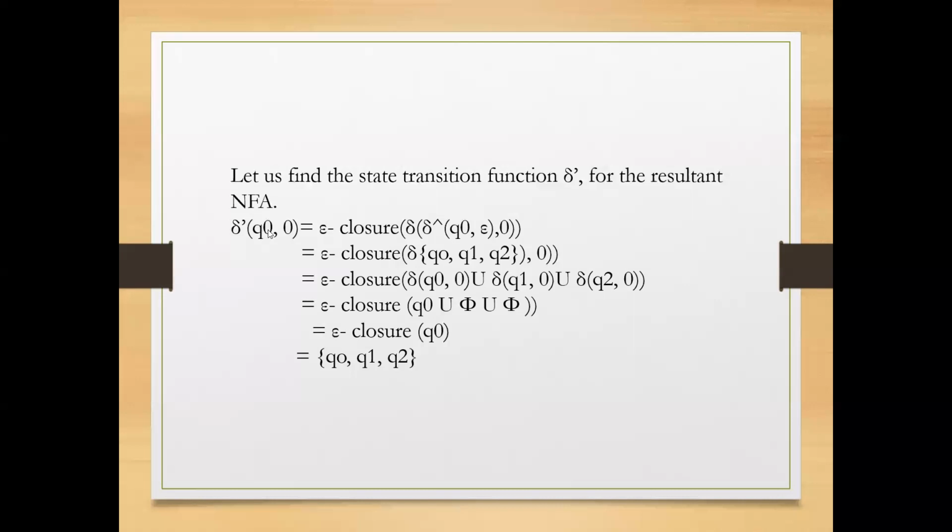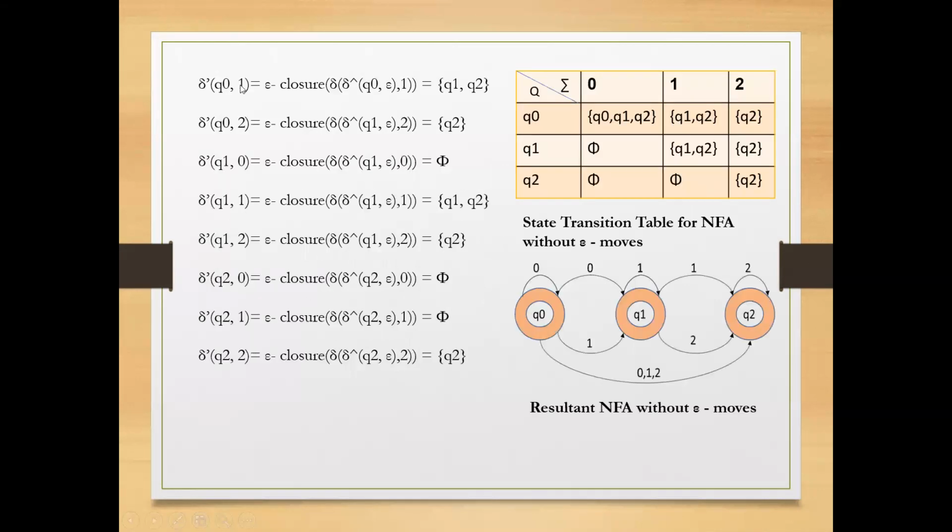Likewise, we give inputs 0, 1 and 2 to all the states Q0, Q1, Q2, and the final output will be this. Q0 on getting input 1 transits to Q1, Q2; Q0 on getting input 2 transits to Q2; Q1 on getting input 0 transits to the empty set; Q1 on getting input 1 transits to Q1, Q2; Q1 on getting input 2 transits to Q2; Q2 on getting input 0 transits to the empty set; Q2 on getting input 1 transits to the empty set; and Q2 on getting input 2 transits to Q2. Depending upon that, the state transition graph can be drawn, and the state transition table is also shown. So applying this, you can design the state transition graph and state transition table.